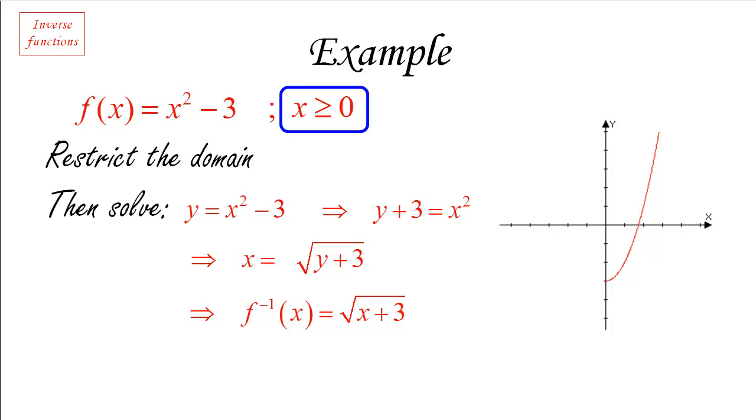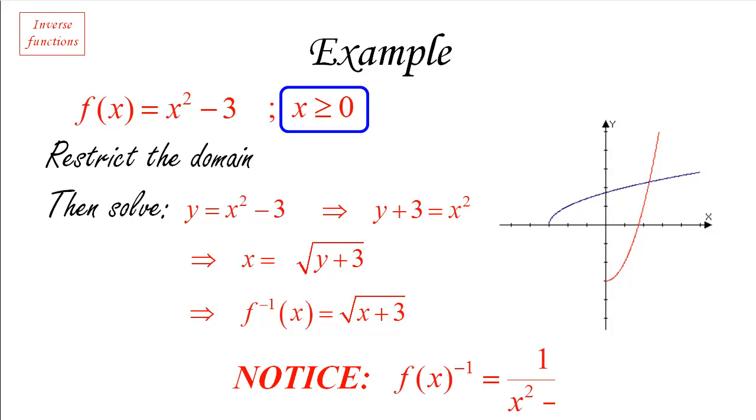To look at the graph of this inverse function, all we have to do is reflect it in our mind across the line y equals x, and when we do that we obtain this shape. Notice once again that what we have obtained is not the reciprocal. The reciprocal is something else, it is 1 over x squared minus 3, and you may want to check on your calculator what the graph of that function looks like. Definitely not like the blue curve you have in front of you.